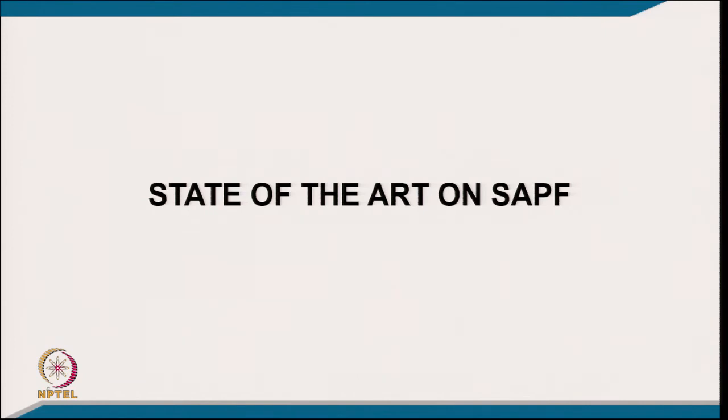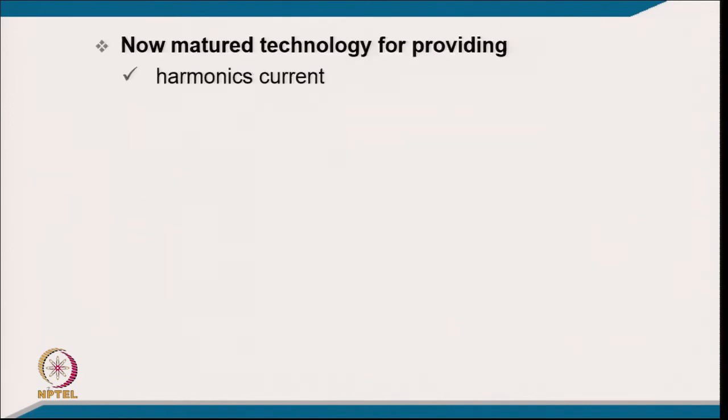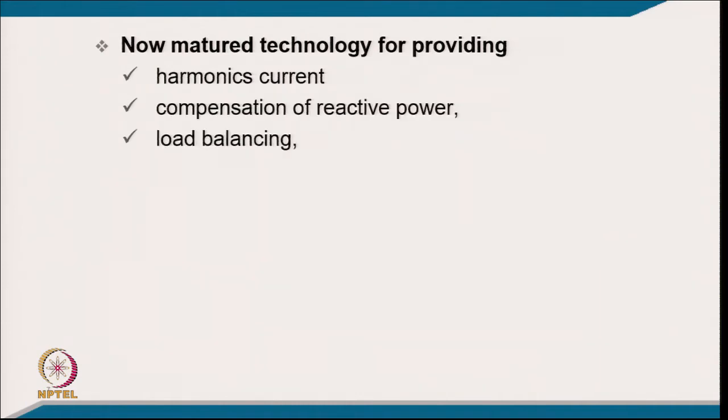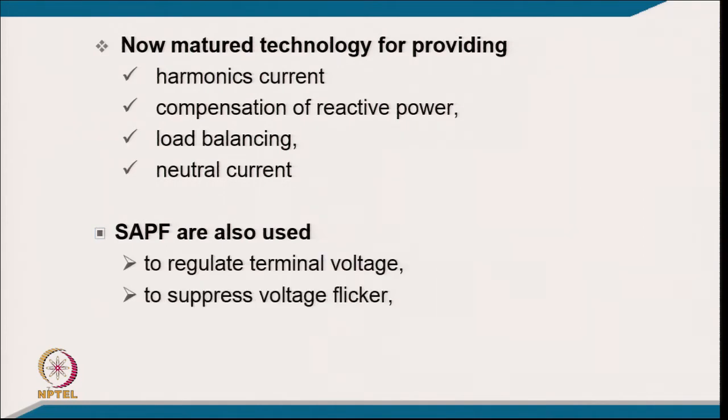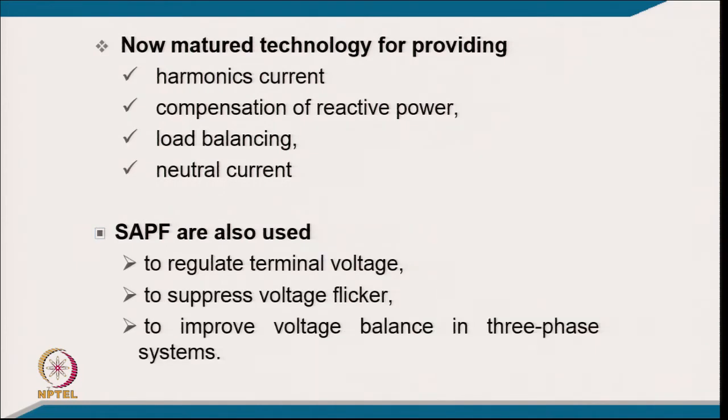Coming to state of the art on shunt active power filters. Now, shunt active power filters are a mature technology for providing harmonic current compensation, compensation of reactive power, load balancing, and neutral current compensation. The shunt active power filter is also used to regulate the terminal voltage, to suppress the voltage flicker, to improve the voltage balance in the 3-phase system. And of course, they are developed in varying configurations.